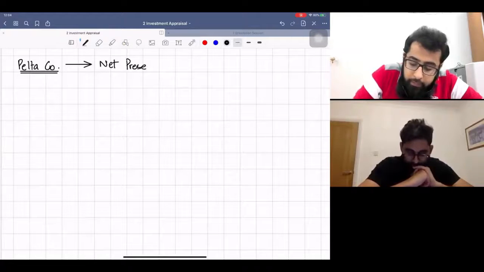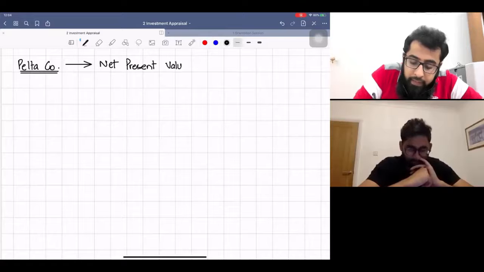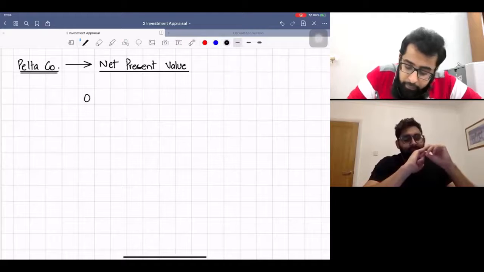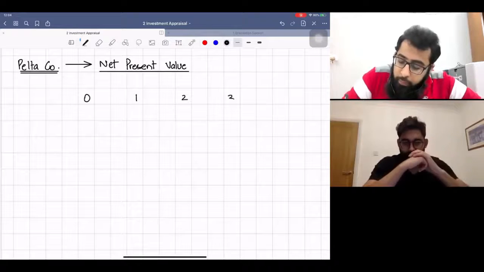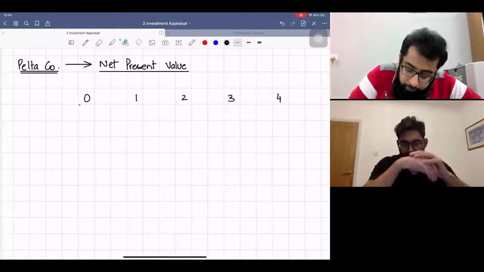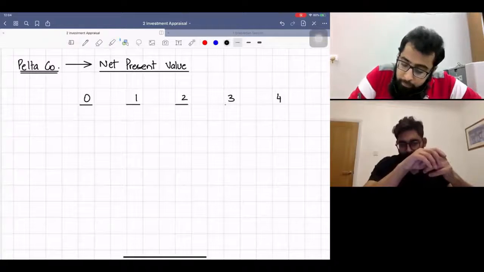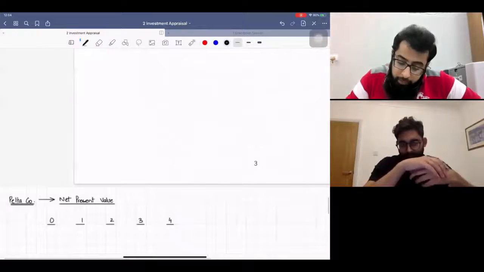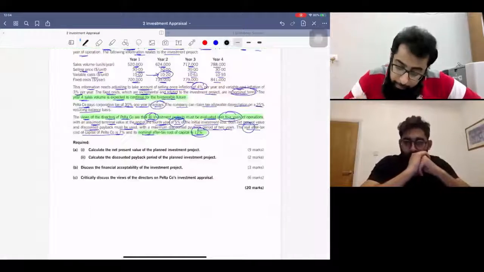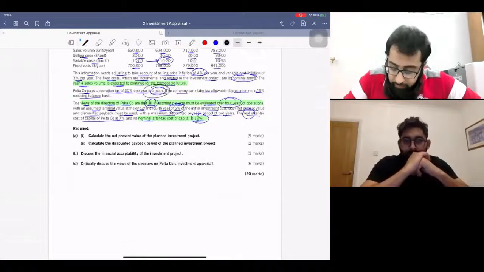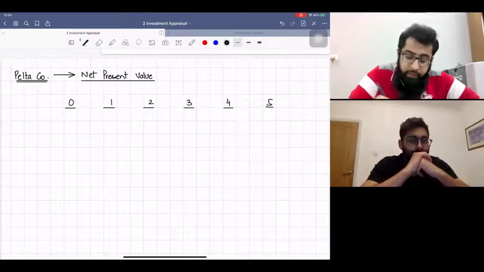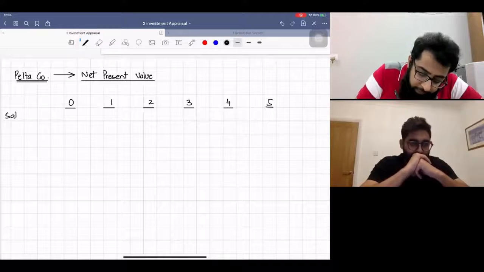Net present value. Okay. Year 0, year 1, year 2, year 3, and year 4. Now, I think the tax is payable in arrears, if I'm not wrong. Yes, the tax is payable in arrears. So if the tax is payable in arrears, then I have to make 1 more year for the last year tax. Now, first of all, I will put the sales.